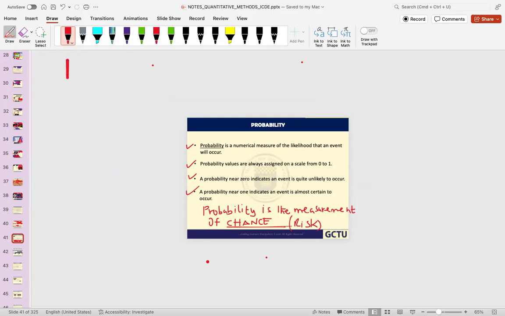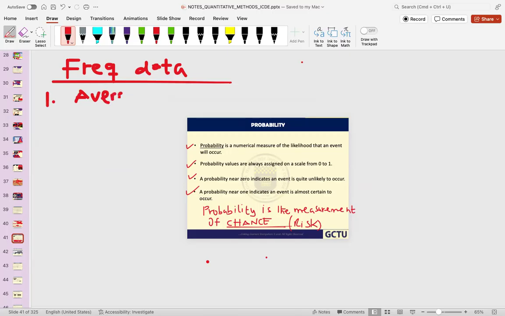So just as we did the frequency distribution, just as we did the frequency data, which gave us these three things: the average of the data, the variance of the data, and then the shape of the data, like the histogram I drew for you.